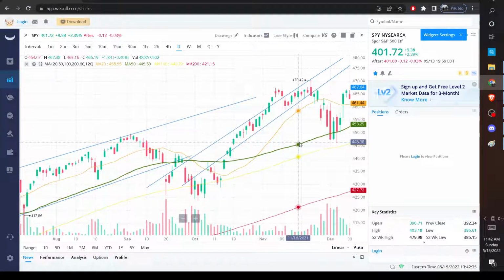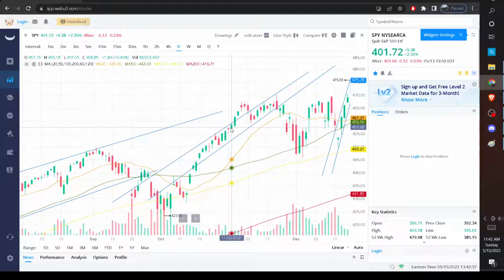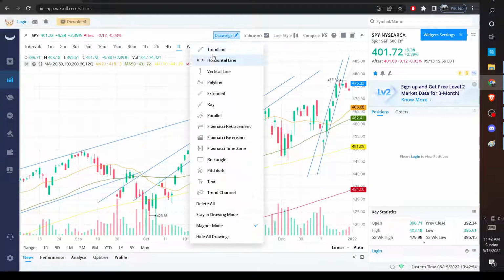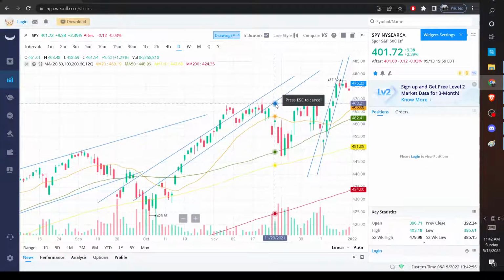You basically see this false breakout, but then notice that when we come back, we actually go back and touch both the bottom and the top of this trend line. So things start getting a little bit wonky right here. And then we go back up.